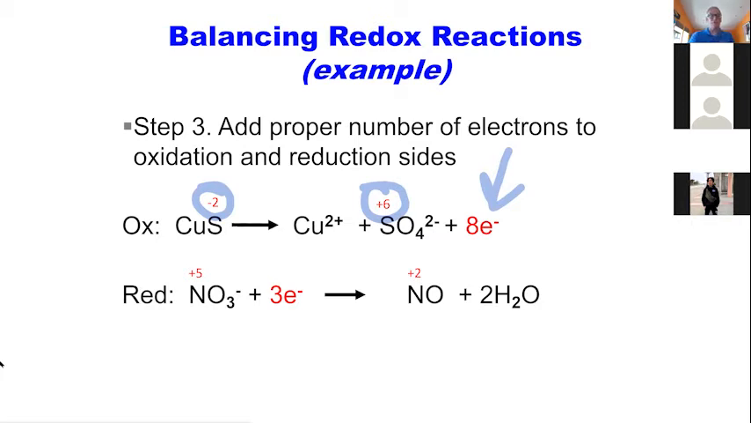Now nitrogen went from +5 to +2. Its oxidation number was reduced by 3. What does that mean? It gained 3 electrons. So we put 3 electrons on the reactant side. So now we have the right number of electrons going in and coming out.